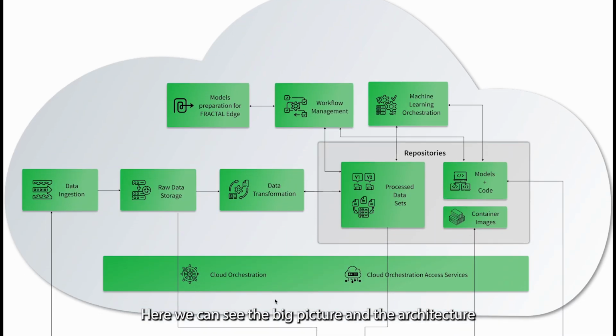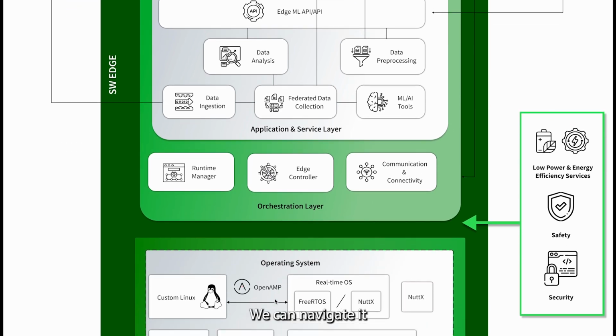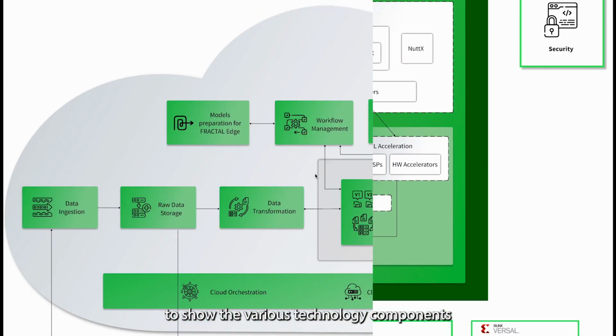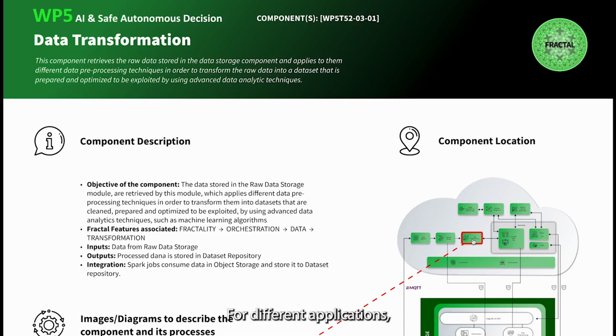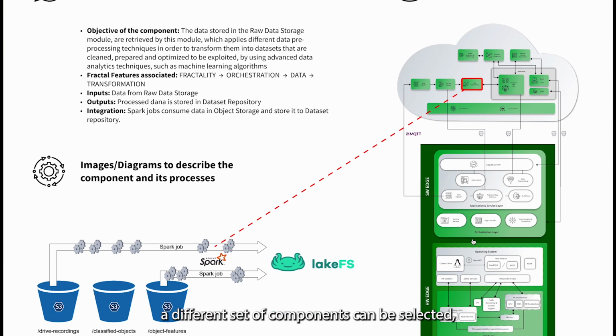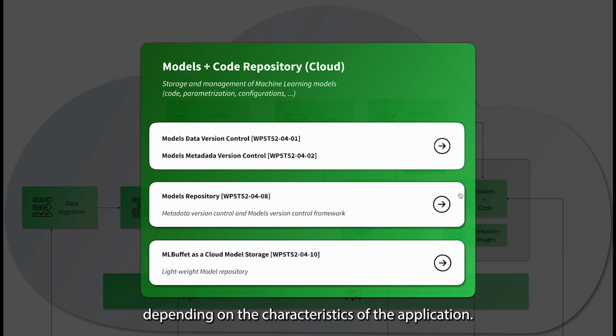Here we can see the big picture and the architecture of the Fractal system. We can navigate it to show the various technology components developed in Fractal. For different applications, a different set of components can be selected depending on the characteristics of the application.